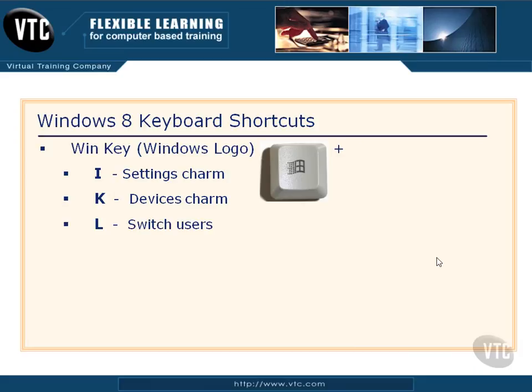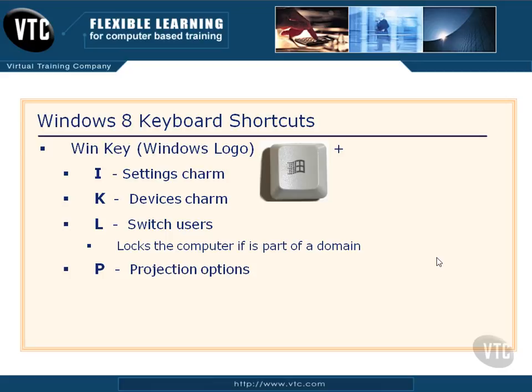Windows L will switch users. If my machine is part of a domain, it will lock the computer. That's pretty cool for security. Windows L, my computer's locked, and I can leave it safely. Windows plus the P key will give me my projection options. The Run bar, everybody's worried about where is that, how do I get to that?